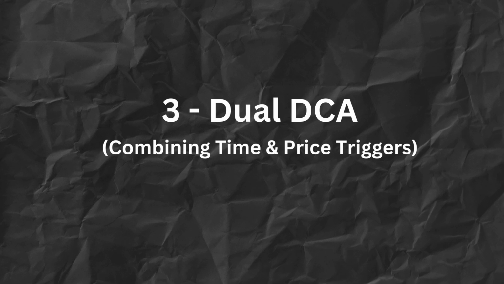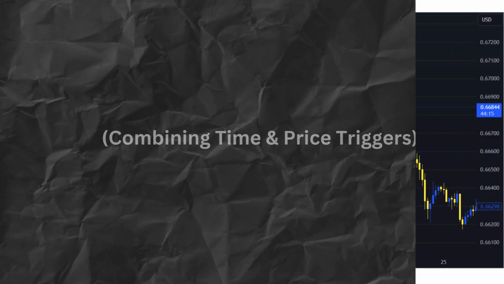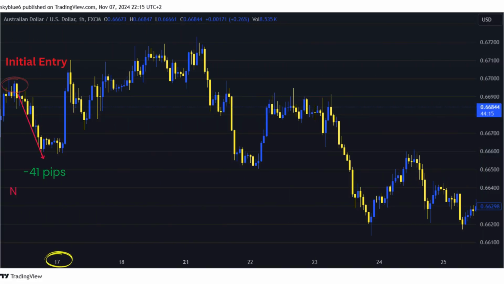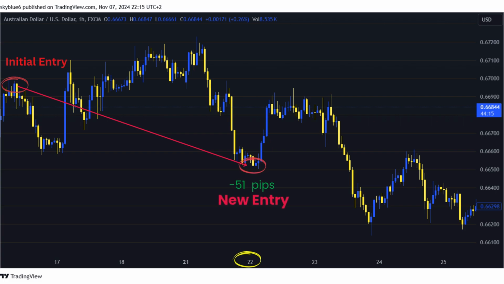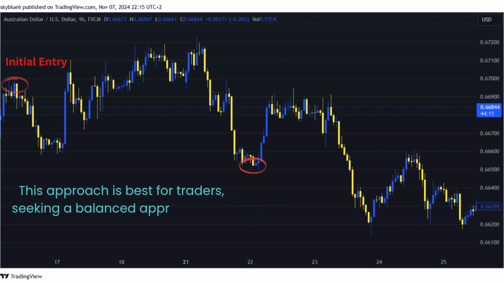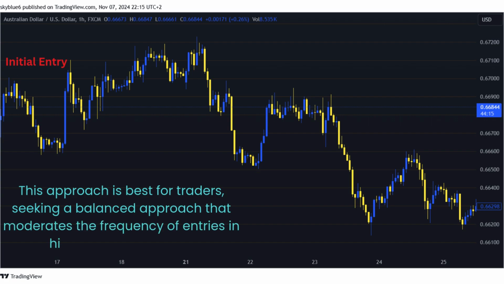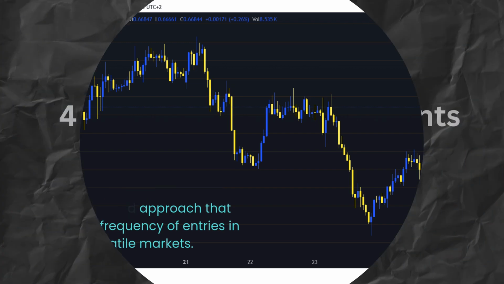Dual DCA, combining time and price triggers. This strategy combines a time-based entry schedule with a price-based entry condition. For example, you might enter at a scheduled time, but only if the currency pair has moved 50 pips down from the last entry point. By requiring both conditions, you can reduce the number of entries and avoid overexposure in a rapidly falling or rising market. It adds an extra layer of control over your DCA entries. This approach is best for traders seeking a balanced approach that moderates the frequency of entries in highly volatile markets.